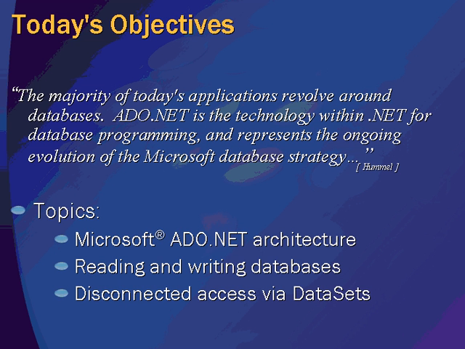So today's objectives: obviously the majority of today's applications revolve around databases. ADO.NET is the technology within .NET. ADO stands for Active Data Objects, and this was the technology we had in earlier languages, for example VB6. We used ADO to hit databases, and this is the .NET flavor of that. They kept the name, Active Data Objects, and there are some similarities. But my overall impression is that ADO in its previous state was very large, with lots of different ways to do things.